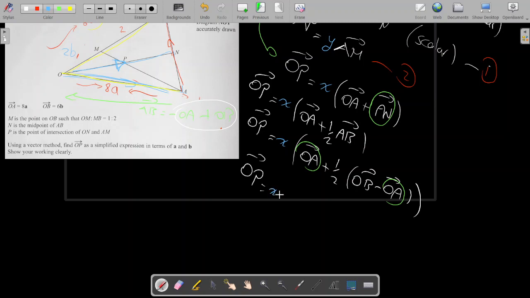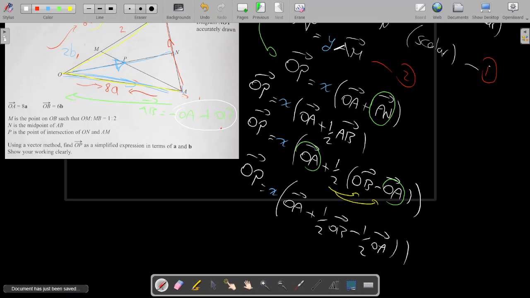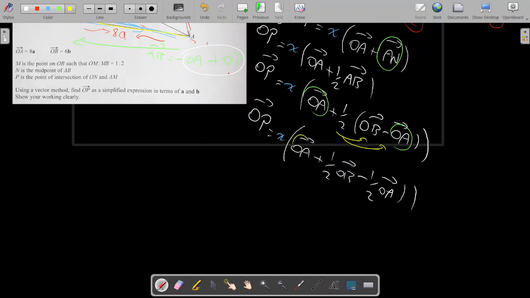It's going to be equal to x multiplied in what? Multiplied in OA vector plus half OB vector. I'm going to expand the half in this bracket, so it's going to be plus half OB minus half OA vector. Now what I'm going to do is get rid of these two like terms. So the OP vector, I'm going to write here now.